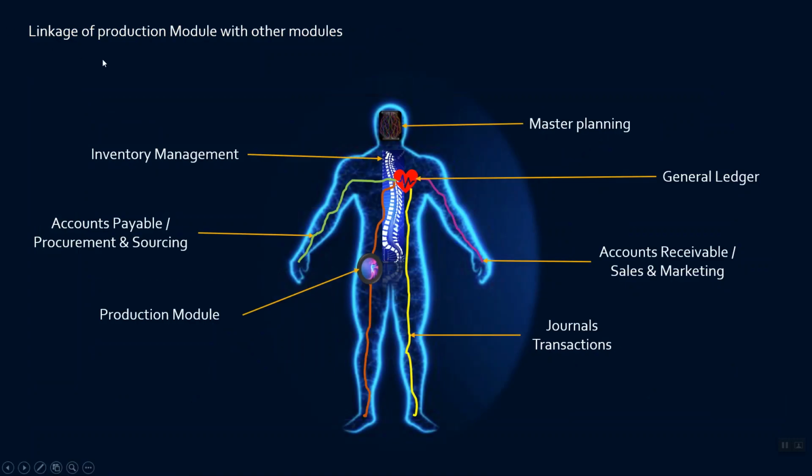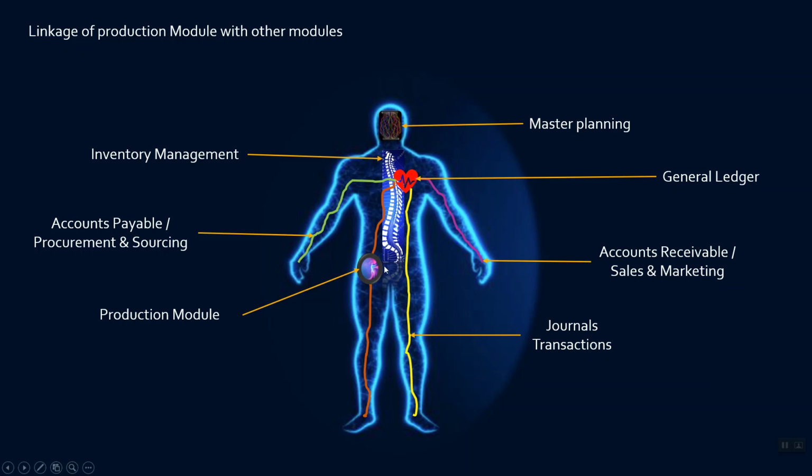Let's understand the linkage of the production module with other modules. Production is a part of the full supply chain, or you can say Dynamics 365 ERP. If you start from the top, master planning is the brain which collects all the data and controls each and every nervous system. Your general transactions are the nervous systems, because every transaction you do has a proof called journals in D365.